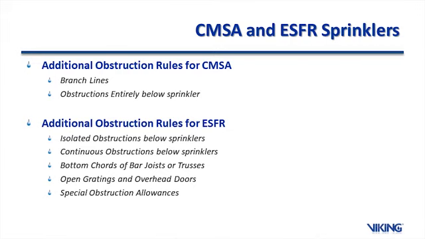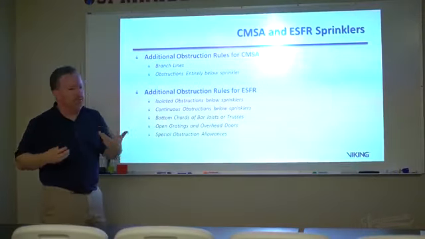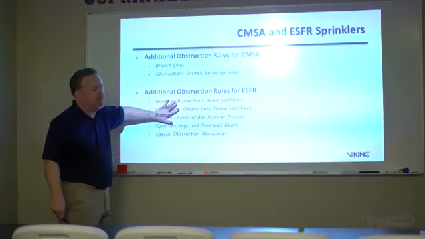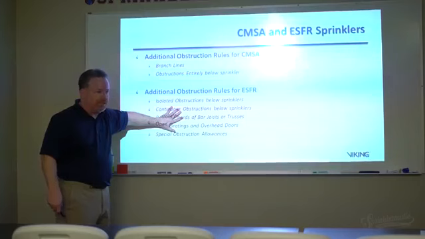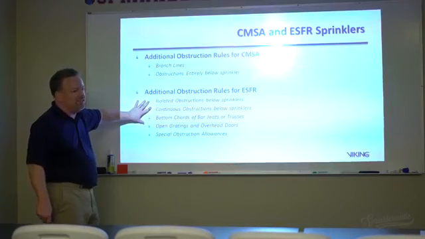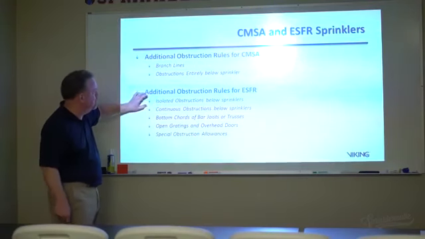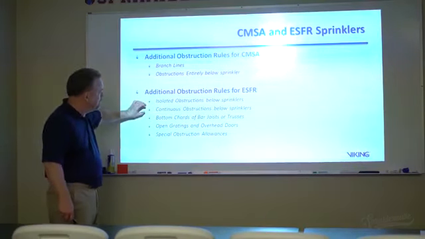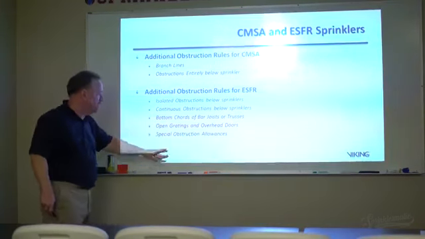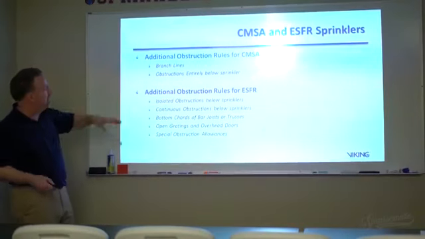storage type occupancies. These are storage occupancies that we're looking at, and especially the ESFR has additional rules on top of the primary obstruction rules, mainly because these are suppression mode sprinklers. These have a job of actually suppressing instead of controlling a fire. So these are highly sensitive to any kind of obstruction. So we do have additional rules for isolated obstructions below sprinklers, continuous obstructions below sprinklers, bottom chords and bar joists, open grates and overhead doors, and special obstruction area allowances.